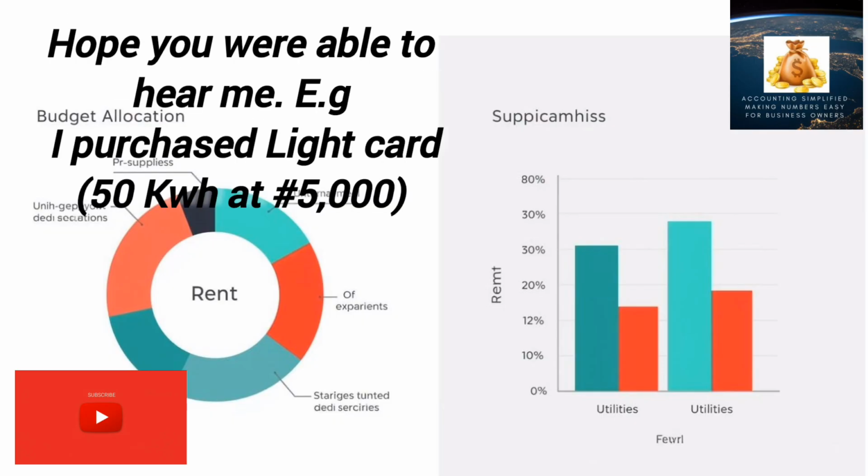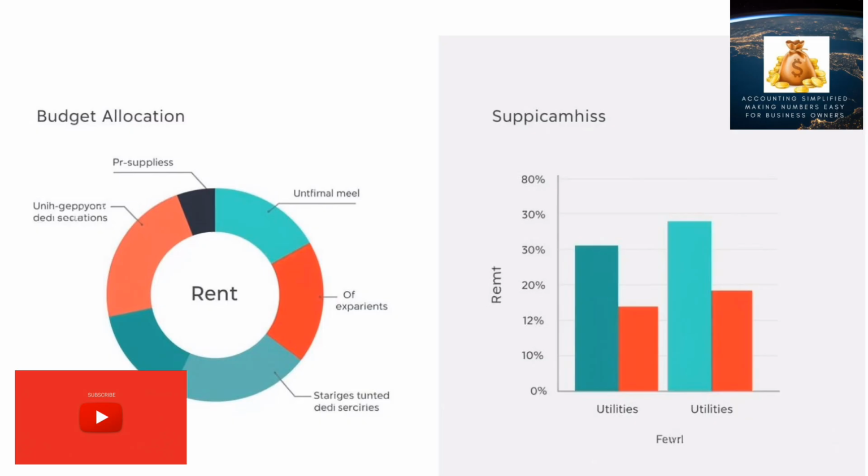Now, one good thing about recording such expenses is that it's going to help you track. If perhaps next month you buy a NEPA card, let's say this month I bought 50 kilowatts for 5,000 naira and it lasted me for a month. And if by next month I say, okay, I'm going to pay 50,000 naira.